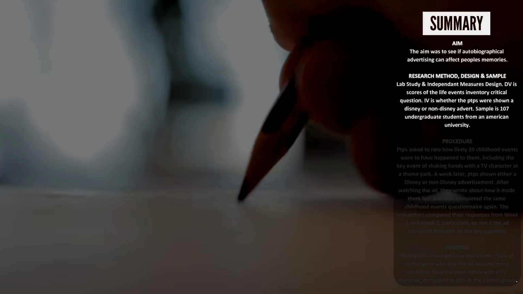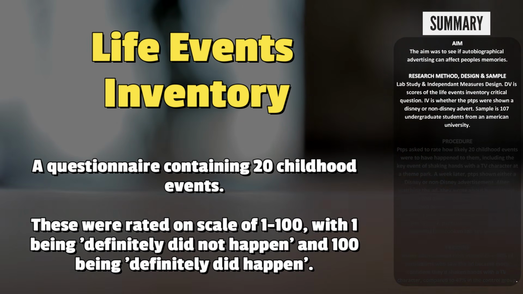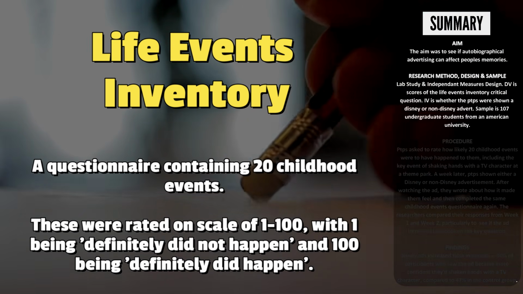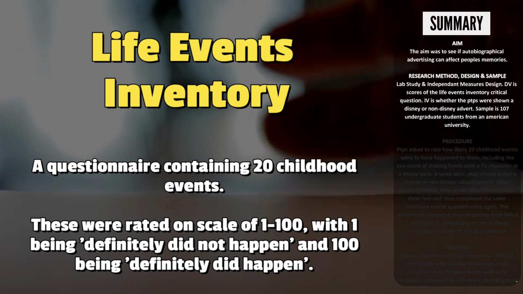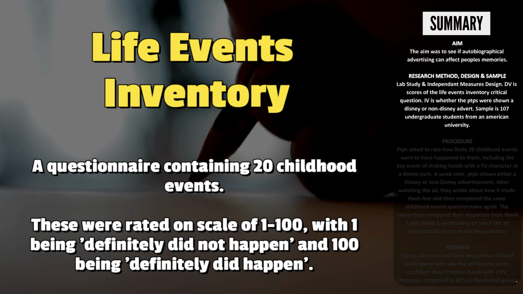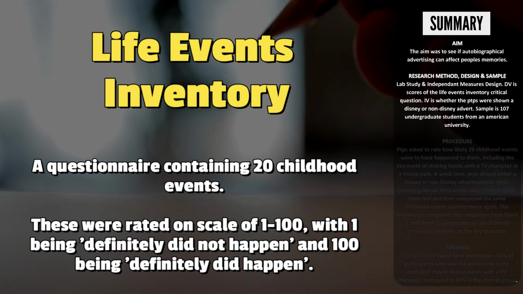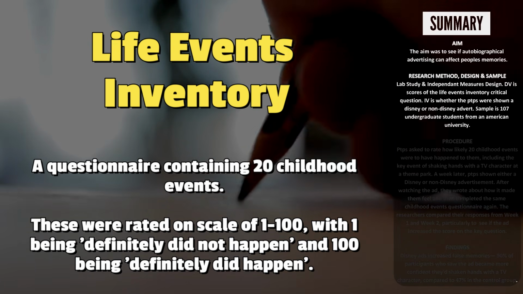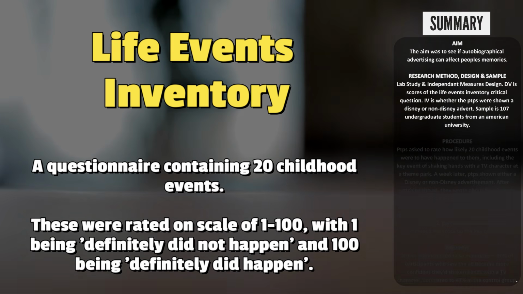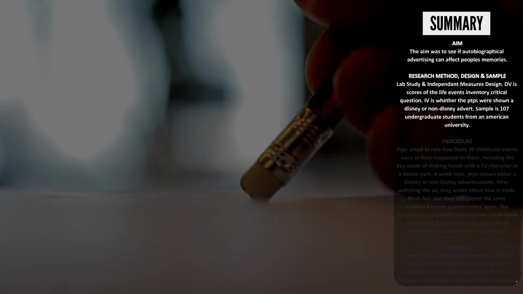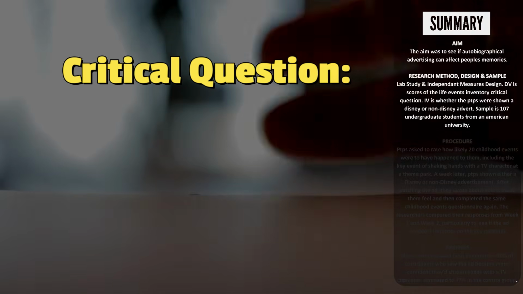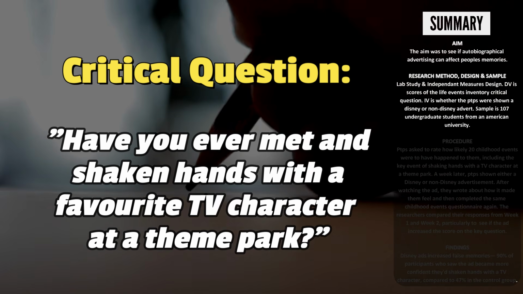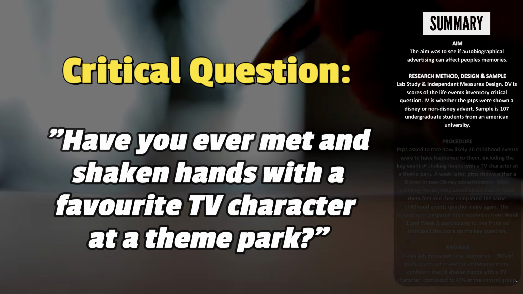This was measured by comparing their scores on something called the life events inventory before and after seeing the advert that they were given. Now, don't worry too much about what the life events inventory is. You don't need to know the ins and outs of it. It's basically just a big questionnaire asking all sorts of questions about their life events. Now, the interesting thing is that Braun didn't really care about their answers to all the questions. They only cared about the answer to one question. And the question said, have you ever met and shaken hands with a favourite TV character at a theme park?